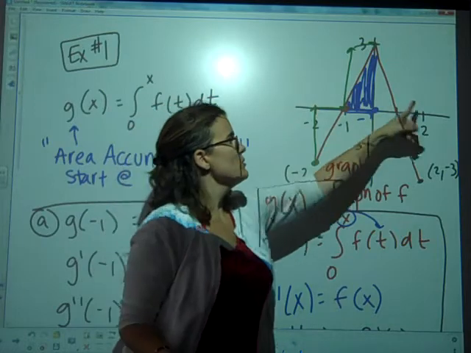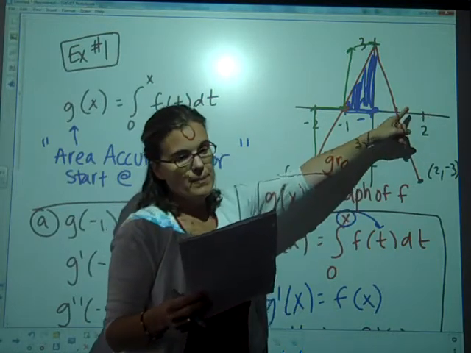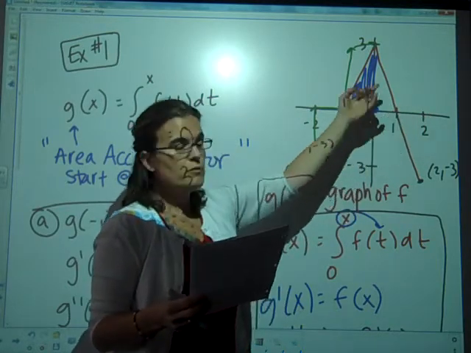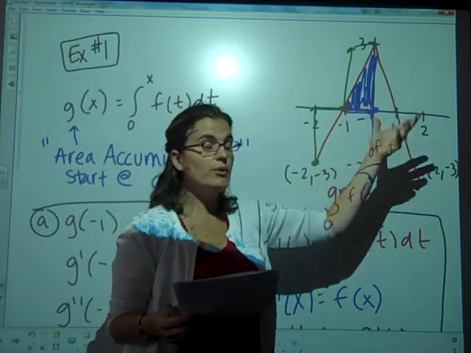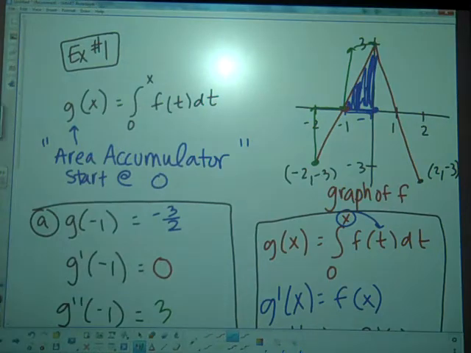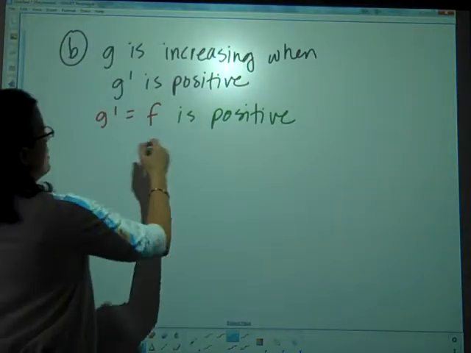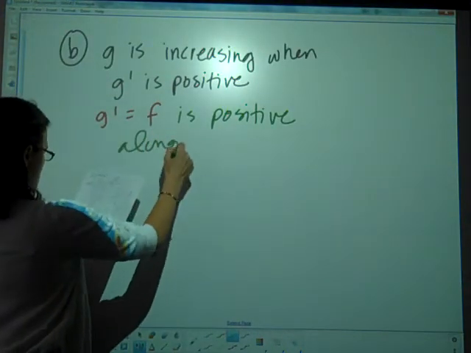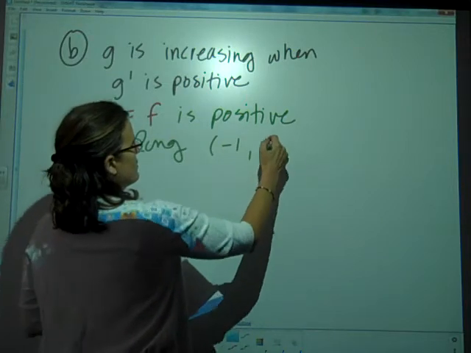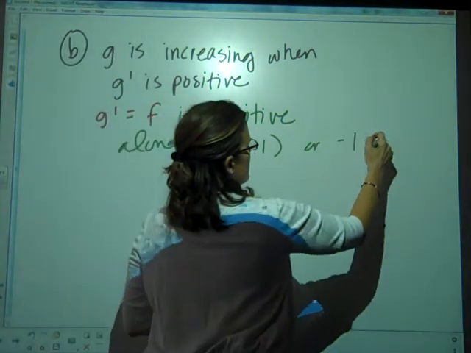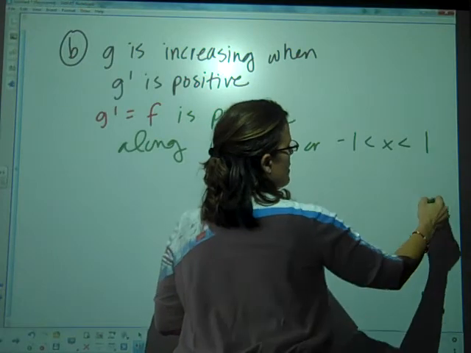So they asked us from -2 to 2, when is G increasing? Well, G will be increasing along -1 to 1. Now you can include the endpoints or not include the endpoints. I believe that the endpoints should not be included. So I would say from -1 to 1, right, like that, or -1 is less than x, which is less than 1.